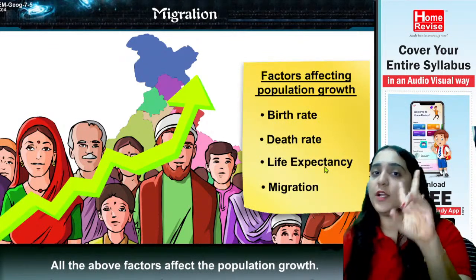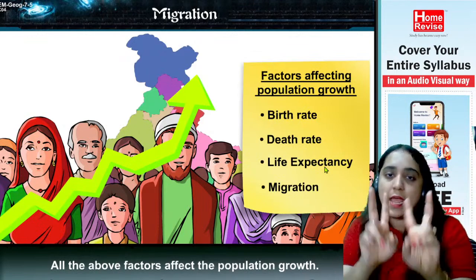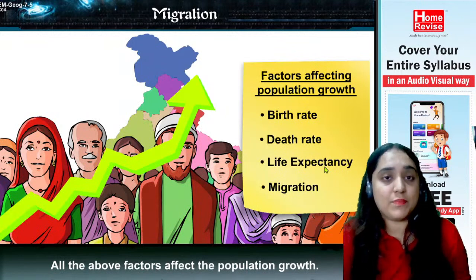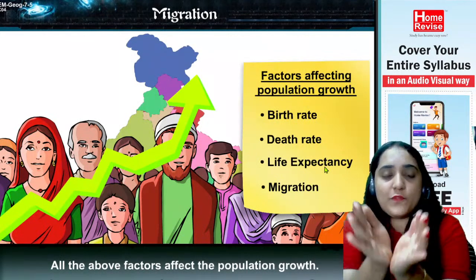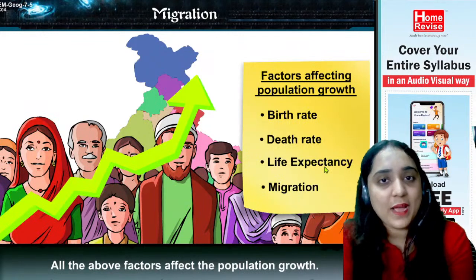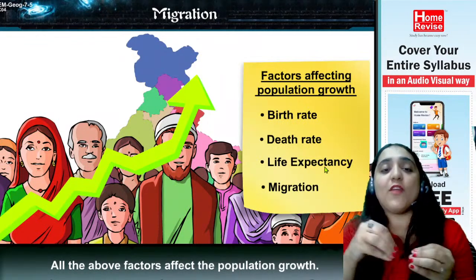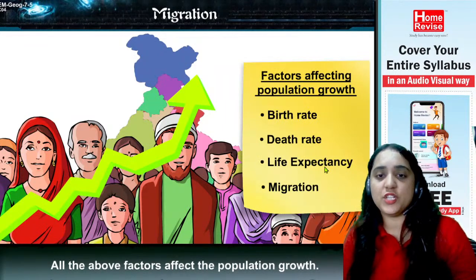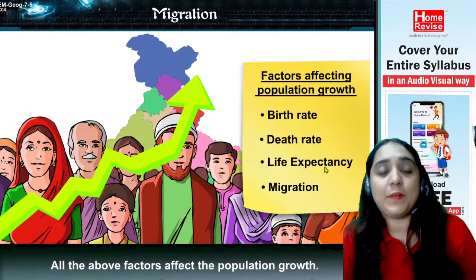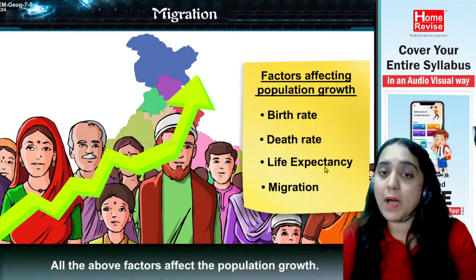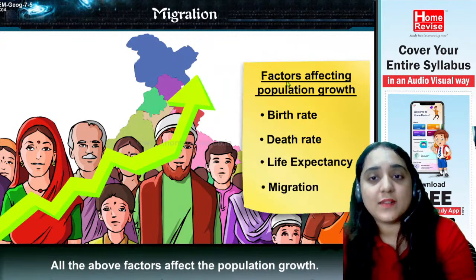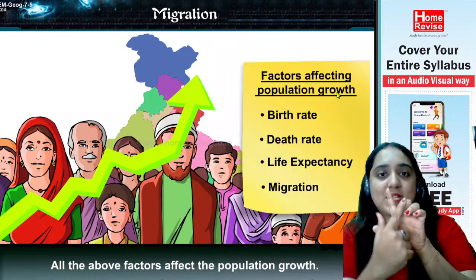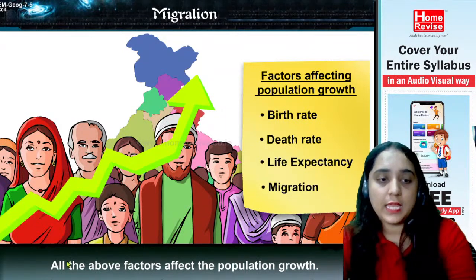Now migration is divided into two types. One is in migration and the second one is out migration. When I say in migration, that means people from different places move to the same place. And when I say out migration, from the same place many people are moving outwards, so it is called out migration. Is it clear to everyone? Please make this point very clear and mark it somewhere. Make a note that factors affecting the population growth are four: birth rate, death rate, life expectancy and migration. Yes, moving further.